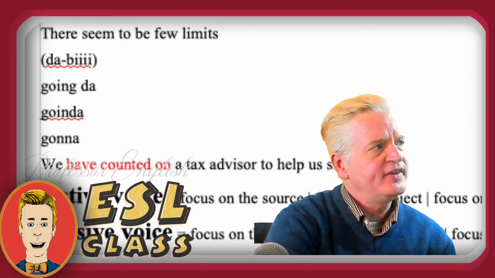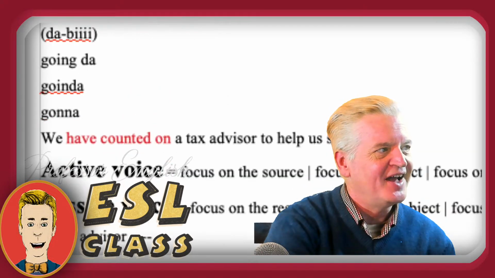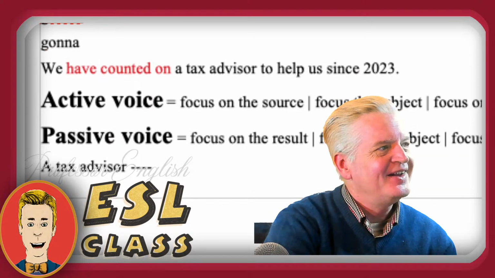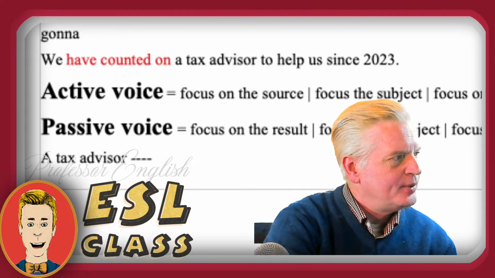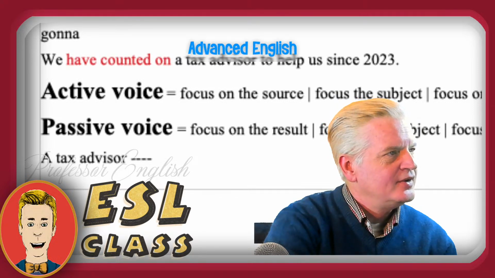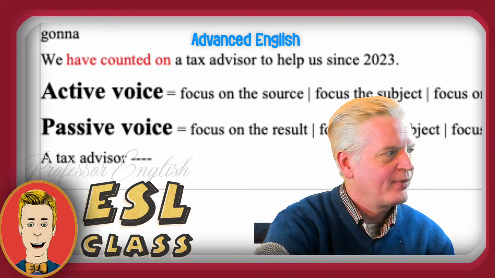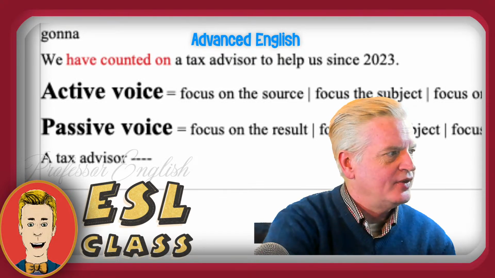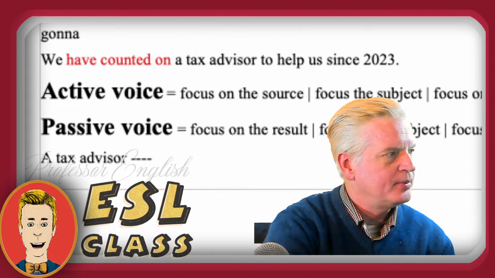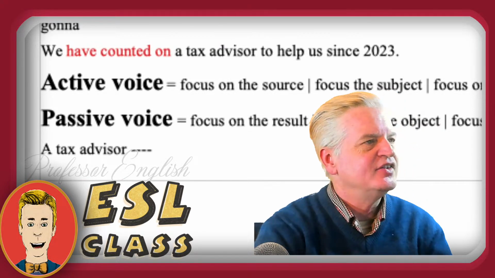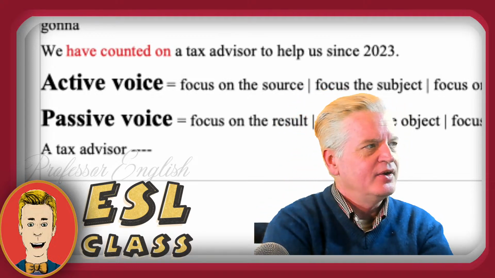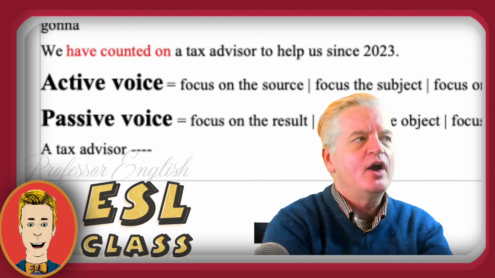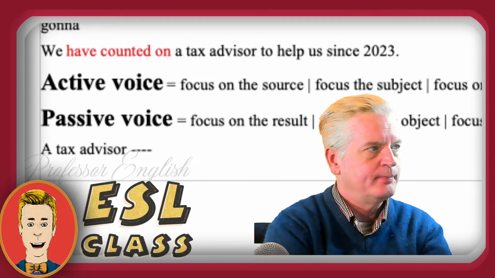Okay, so I think that was the end of our pronunciation class. And then we moved on to more advanced English. So it's not pronunciation, although we probably will talk a little bit about pronunciation, but this is more advanced grammar, or upper intermediate maybe. Here is a sentence: We've counted on a tax advisor to help us since 2023.